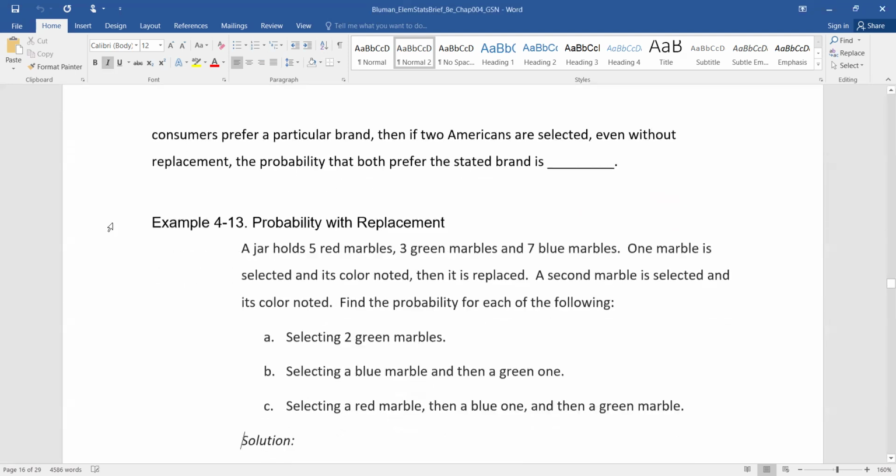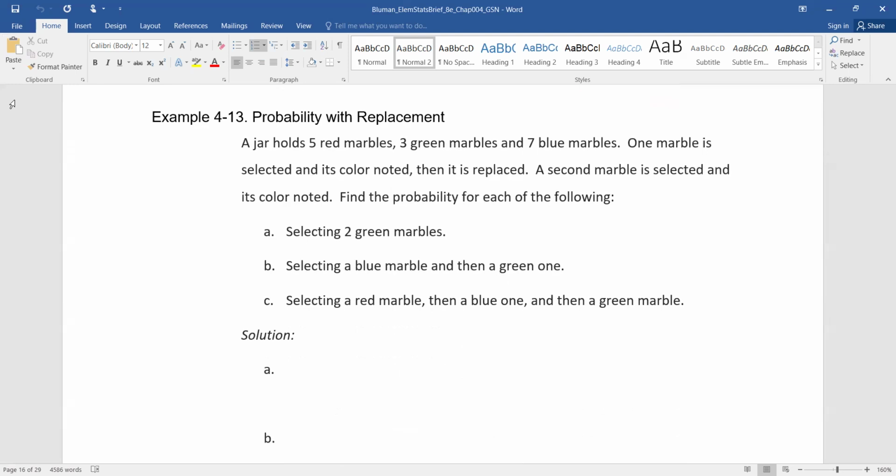So let's look at example 13. Probability with replacement. A jar holds 5 red marbles, 3 green marbles, 7 blue marbles. One marble is selected and its color noted. Then it's replaced. A second marble is selected and the color is noted. Find the probability of each of the following. For part A, selecting two green marbles. So I have 3 out of, what's that, 8, 15. So I have 3 out of 15, that would be green.